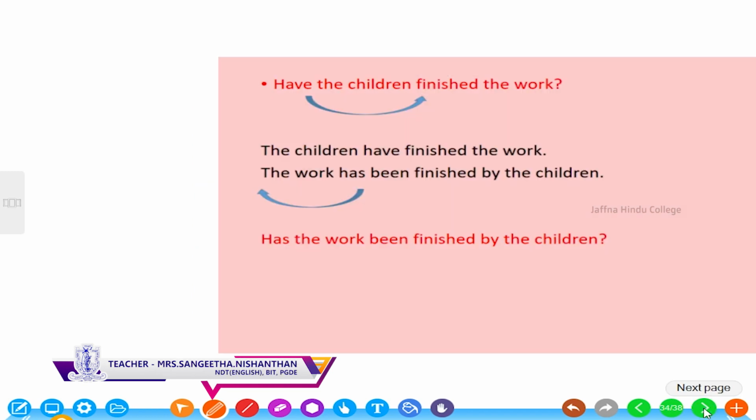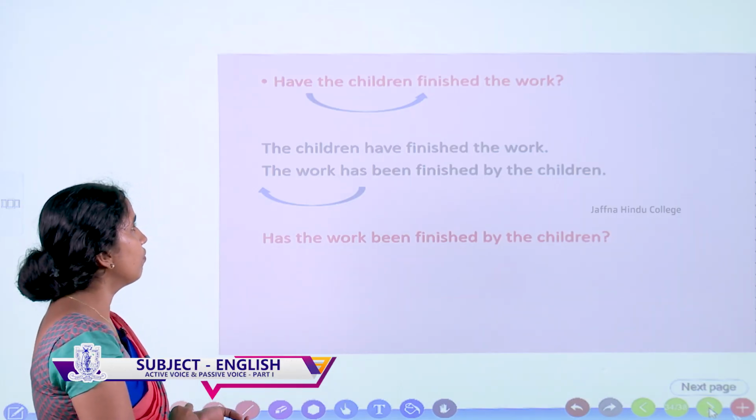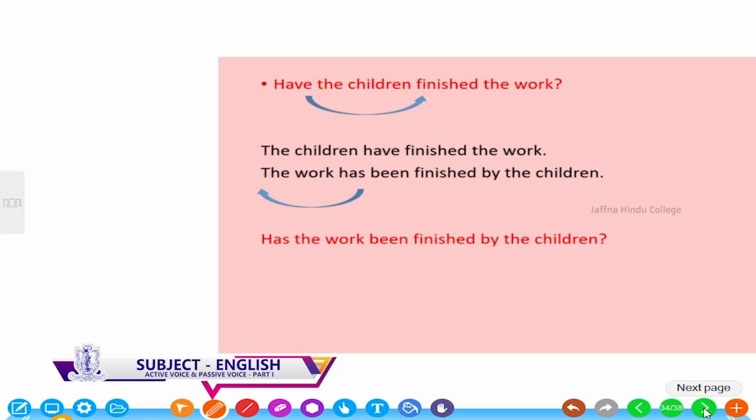Present perfect. The first one is a yes or no question. Have the children finished the work? It is a yes or no question. The answer is yes or no.